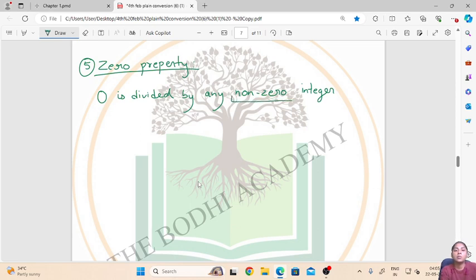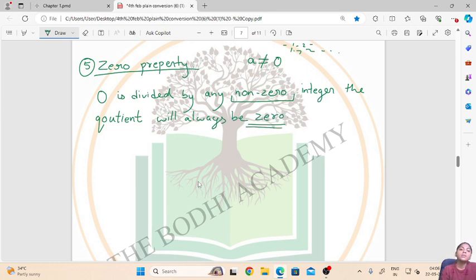Now what does this non-zero mean? Non-zero means any integer A will not be equal to 0. So it can be anything from 1, 2, 3, or it can be minus 1, minus 2, minus 3, like that, but not 0. So when 0 is divided by any non-zero integer, the quotient or the answer will always be 0.